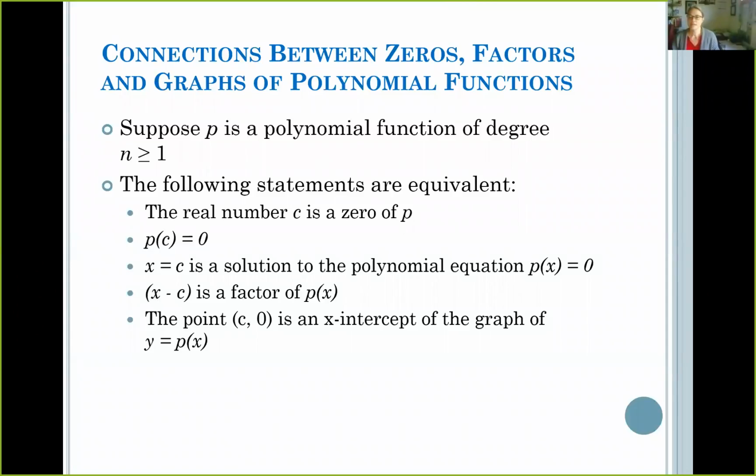So let's talk about how it all comes together. If I've got some polynomial that's not a constant, which means it's at least linear, the following statements all mean the same thing. If c is a 0 of that polynomial, then if I plug in c, so p of c, I will get 0. It also means that c is a solution to the equation where that polynomial equals 0. It also means that x minus that number is a factor of my polynomial. And that if we graph this polynomial, the point (c, 0) is an x-intercept. These interconnections are really important for you to understand.